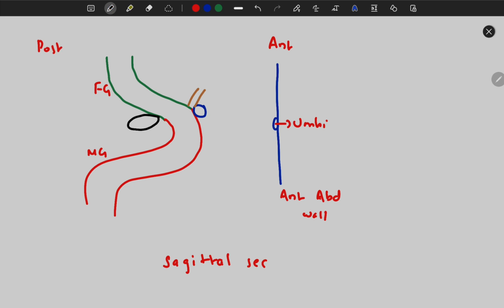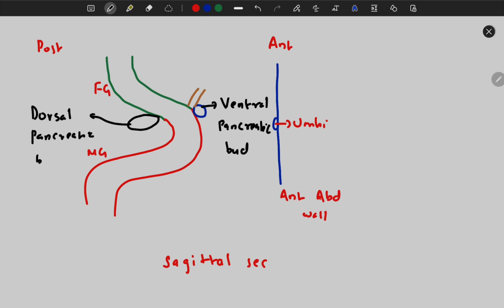So our pancreas is developing from a C-shaped loop here. From the C-shaped loop, a bud will arise. This is towards the ventral side, so we will call this the ventral pancreatic bud. And another bud will arise facing dorsally. So this is the dorsal pancreatic bud. Here you can see that this C-shaped loop will form the duodenum. The duodenum is derived from both the foregut and the midgut.